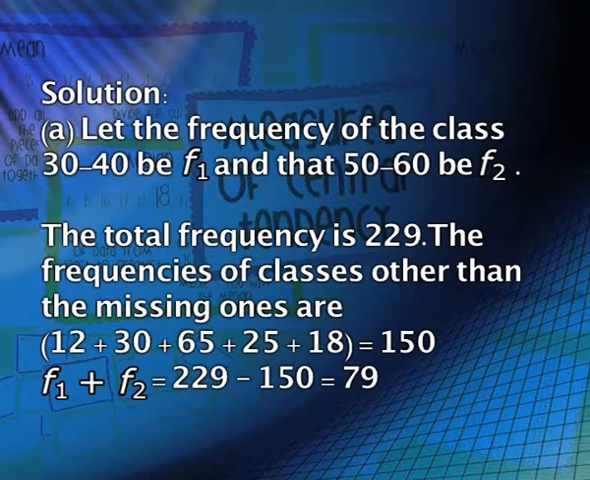We'll see the first part first. Let the frequency of the class 30 to 40 be F1 and that of class 50 to 60 be F2. So these are the missing frequencies and we are denoting them by F1 and F2. The total frequency we know is 229. The frequencies of classes other than the missing ones are 12 plus 30 plus 65 plus 25 plus 18, so that is equal to 150. But we know that F1 plus F2 is equal to 229 minus 150, so that is equal to 79.